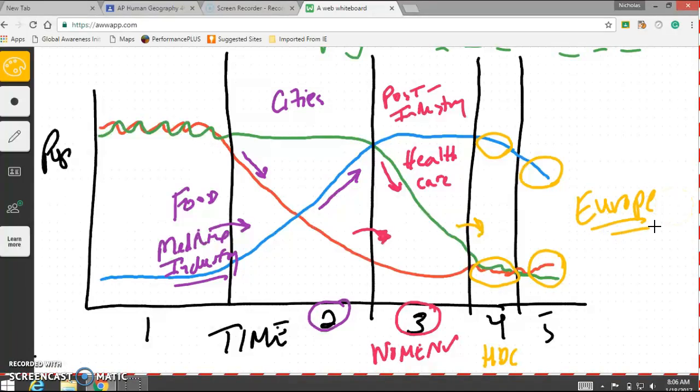people are making conscious decisions that I don't want to have kids, or I only want to have one child, because they are very, very expensive. Living in an urban or a suburban area, kids are a liability, not an asset. And so as people started to move into cities, or in this case, in stage 4 and 5, we're talking about people living in suburban areas near cities, kids become expensive, and people don't want to necessarily have them.